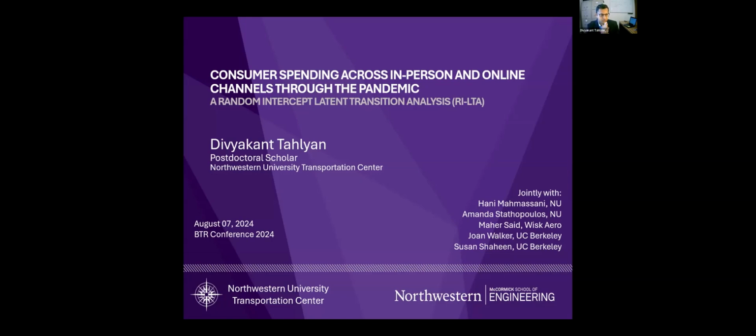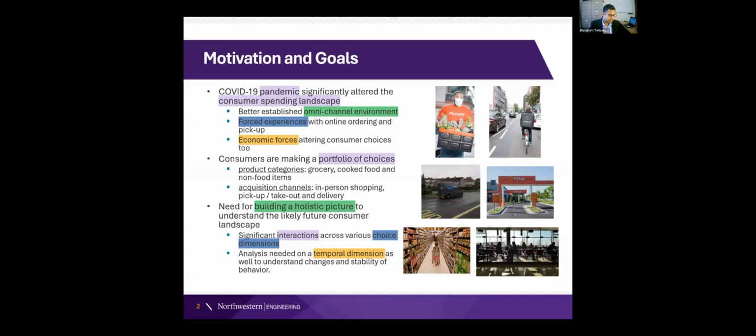Today, I'm presenting one of the studies that we did on understanding consumer spending, and I'm presenting specifically a framework called latent transition analysis with random intercepts. The idea behind it is relatively simple, and I'll talk about it in detail very soon. The main motivation behind the study was how consumer spending online versus in person, be it for grocery or for ordering food, has changed over the last few years. And we wanted to get a better sense of how permanent those changes are.